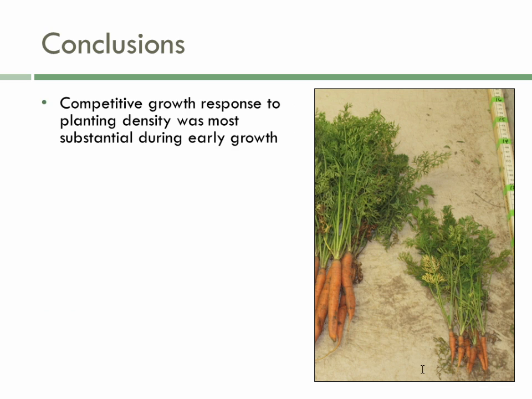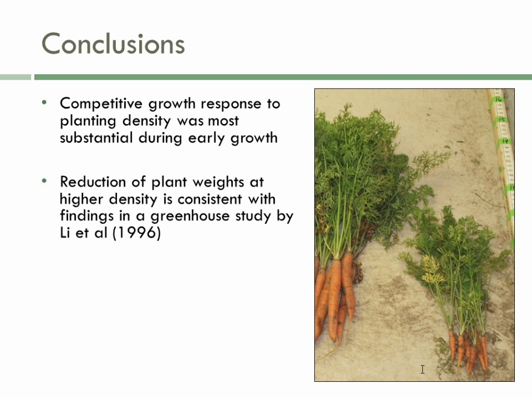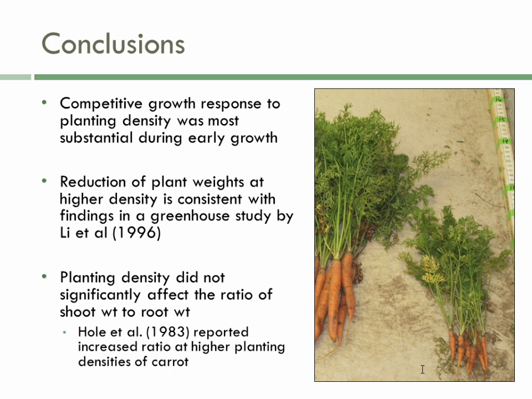In conclusion, there's a competitive growth response to planting density that was most substantial during early growth. There's a reduction of plant weights at higher density that's consistent with findings in a greenhouse study by Lee et al. And planting density did not significantly affect the ratio of shoot weight to root weight, which was observed in a study by Hull et al. that reported increasing ratio at higher planting densities of carrot.